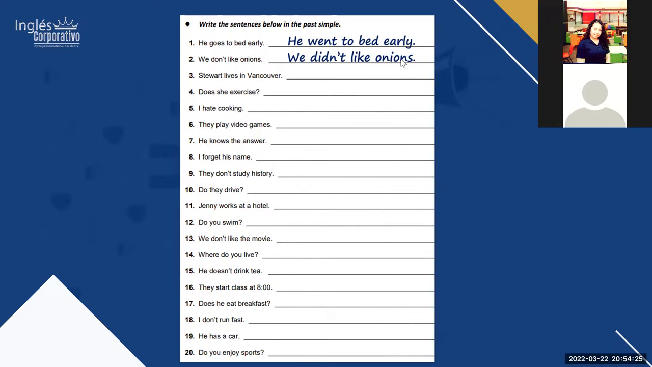Excellent. Okay, well done. So I know it's kind of difficult because we don't usually practice this tense. It's not really frequent, but it's necessary for us to learn it by heart because most of the time they include it in interviews and things like that. So we will continue with the next thing that we have.